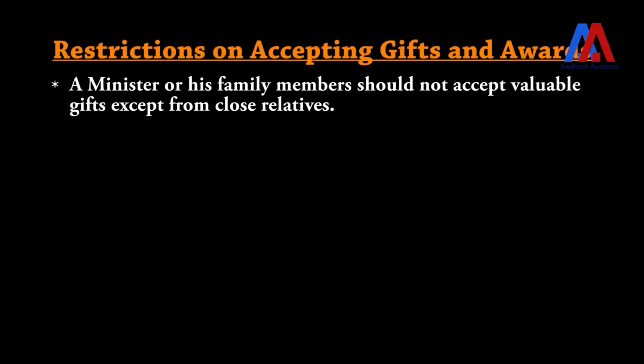The fourth code of conduct is regarding restrictions on accepting gifts and awards. The ministers are very powerful people. When they go abroad or when they go to any party, they are given expensive gifts. This is one thing which they should avoid, and the rules provide that a minister or his family member should not accept a valuable gift except from a close relative.